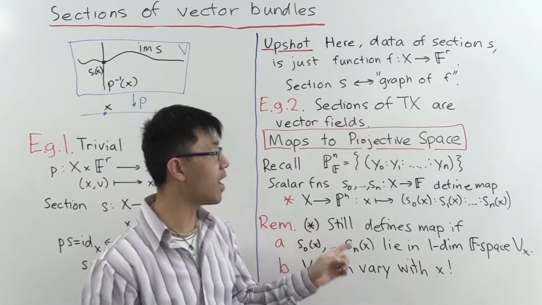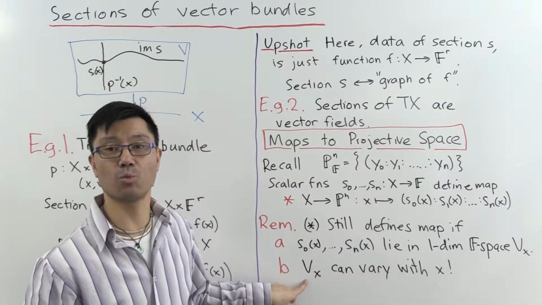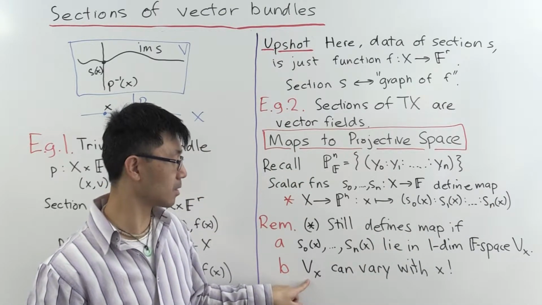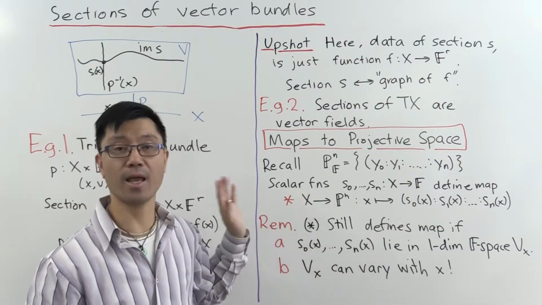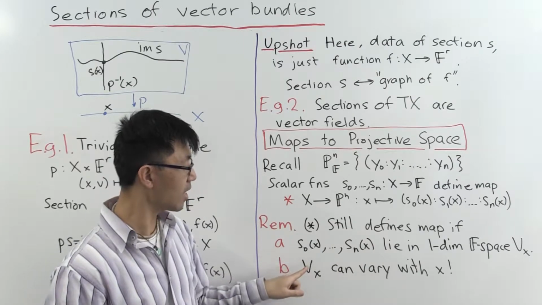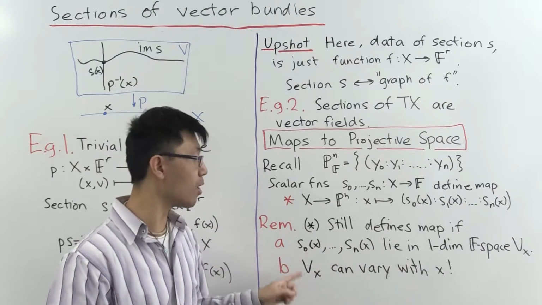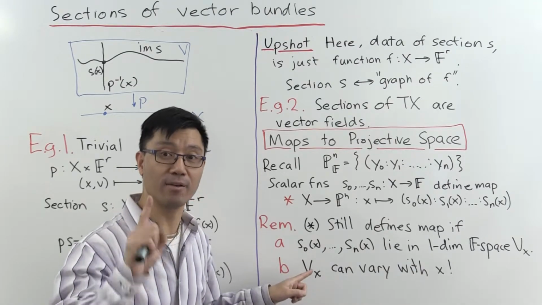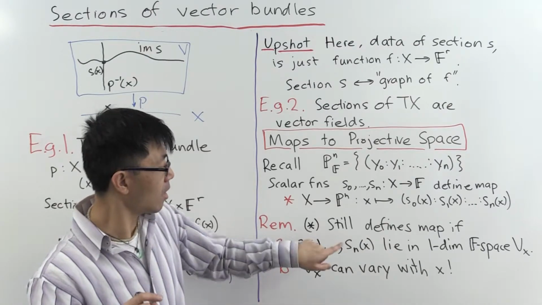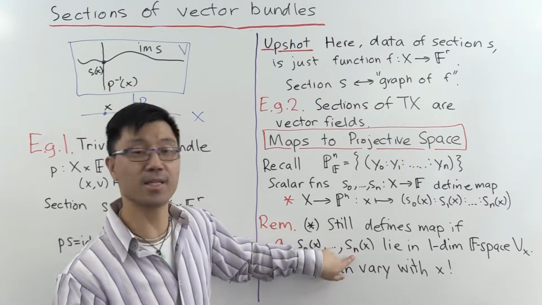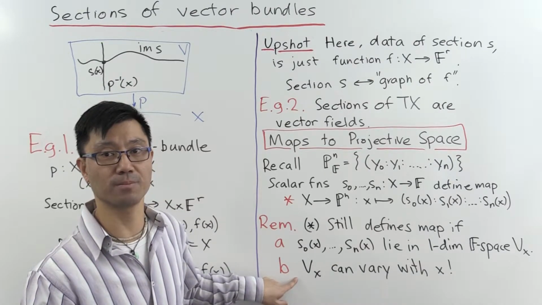So really, what do we have now? These S0(x)'s all land inside this one-dimensional vector space, and this vector space can vary with your point x inside X. So essentially, this family of one-dimensional vector spaces gives you what? It gives you a line bundle, in other words, a rank 1 vector bundle. That's the first interesting thing. And then what are all these S0 up to Sn? They're just sections of this rank 1 vector bundle.